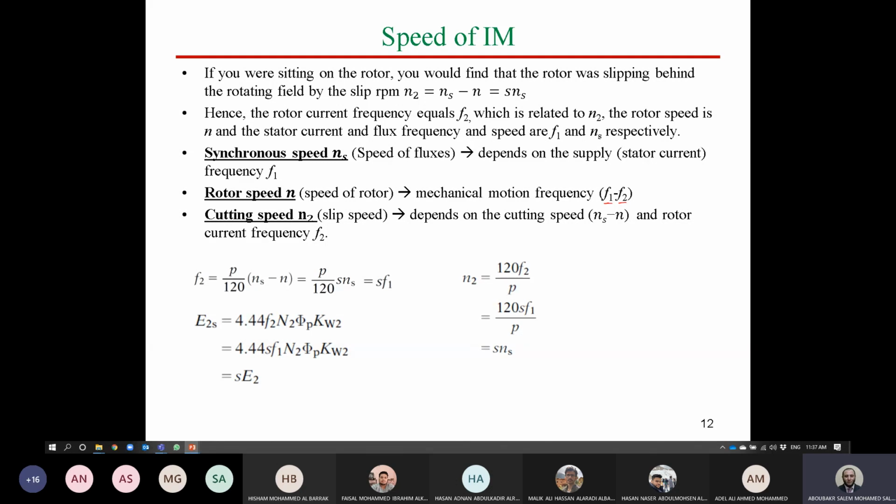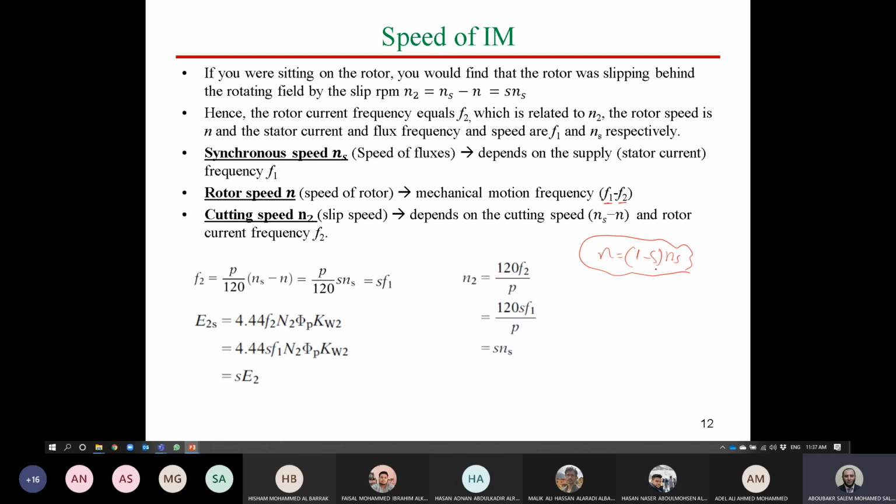However, most of the time we are going to take care of the rotor speed, which equals, sorry, 1 minus S multiplied by Ns. So this is the rotor speed that we are always going to take care of. So this is now N. This is the RPM of the motor.